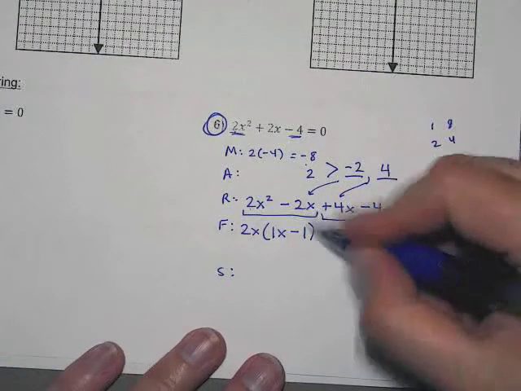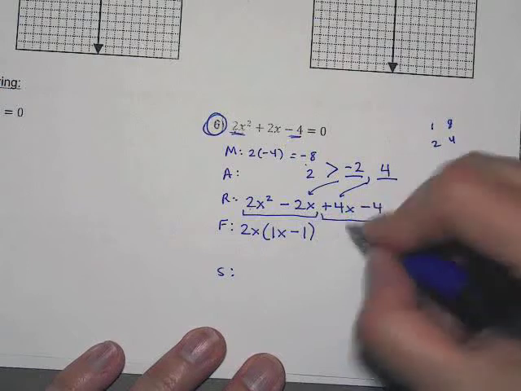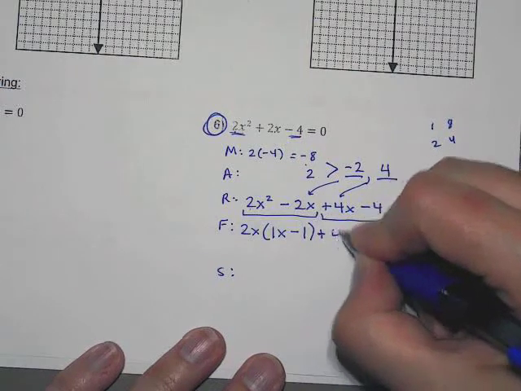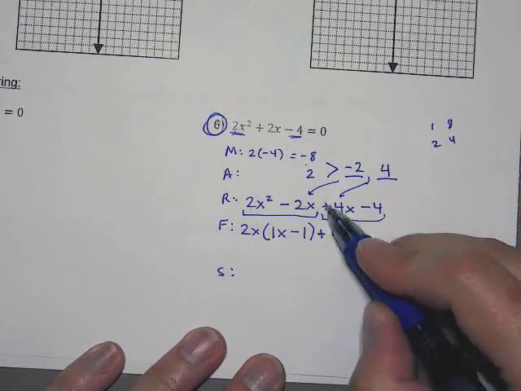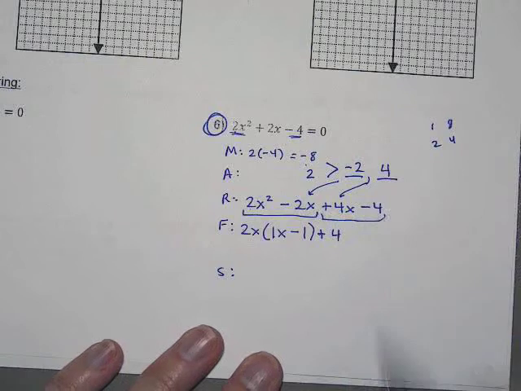Okay. Now I'm ready to do the next part. 4 and 4, the biggest number that goes into those is 4. And I'm going to take out a +4 because the first part is positive. It doesn't matter that the second part is negative.